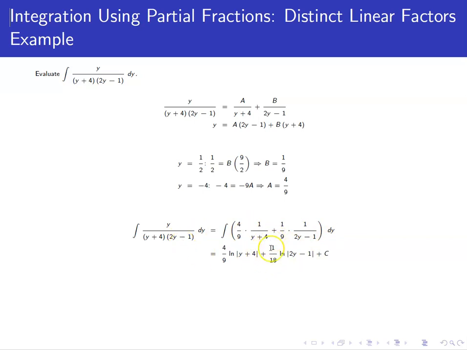So putting that in for our integrand, we're now able to do the antiderivatives. The antiderivative for 1 over y plus 4 is natural log of y plus 4. The antiderivative of 1 over 2y minus 1 will be natural log of 2y minus 1, but we'll need to adjust for a 1/2 for that 2 that's on the y, so we'll get a 1/18 out in front as our constant.